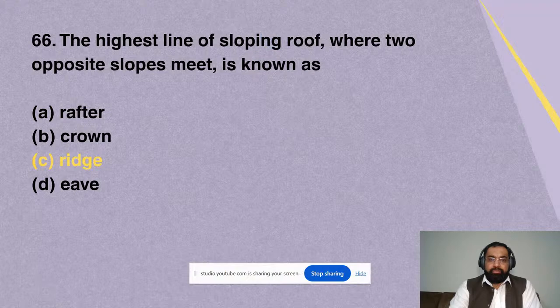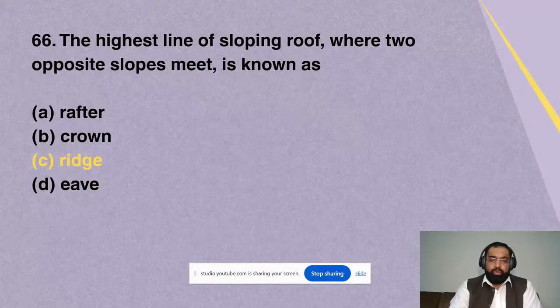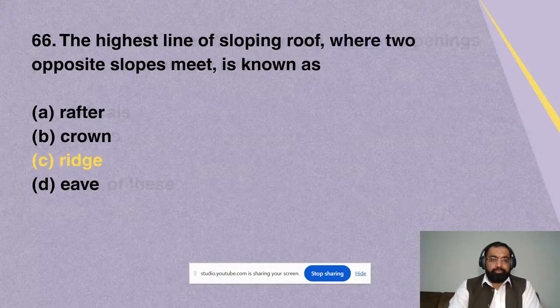66. The highest line of a sloping roof where two opposite slopes meet is known as: A. Rafter, B. Crown, C. Ridge, D. Eave. So that is called ridge. Option C is correct for this question.